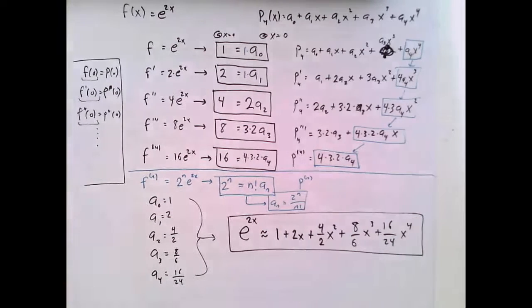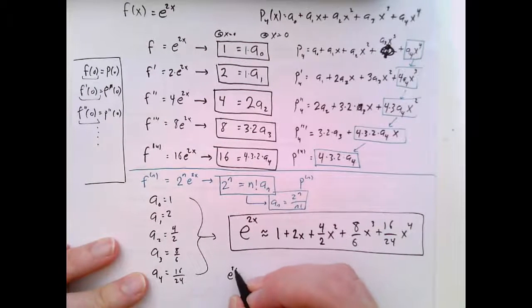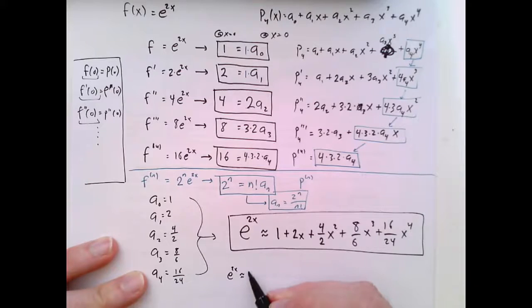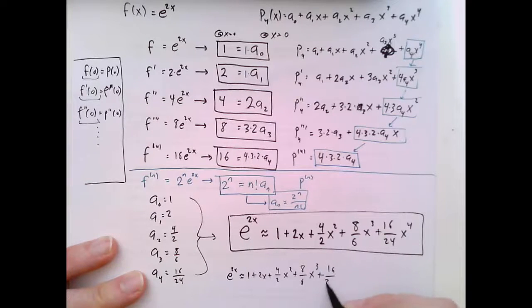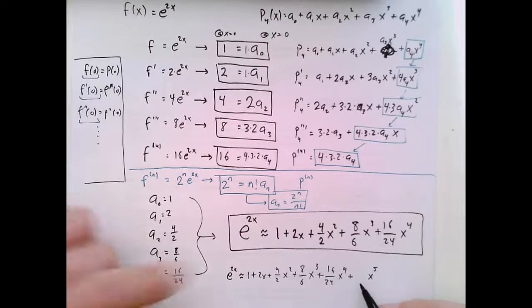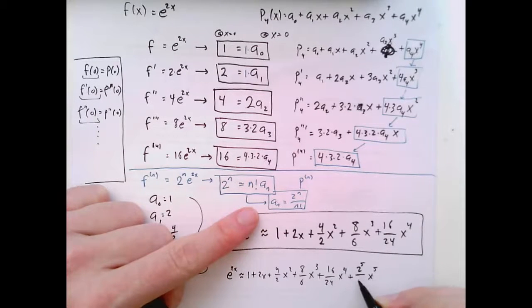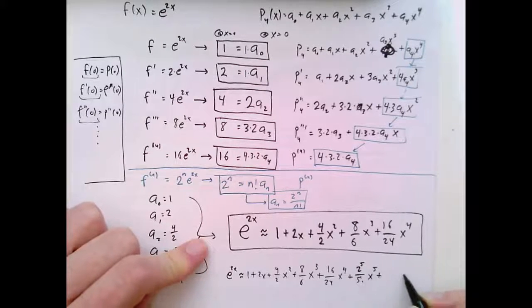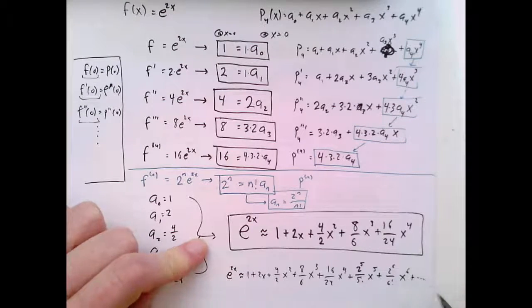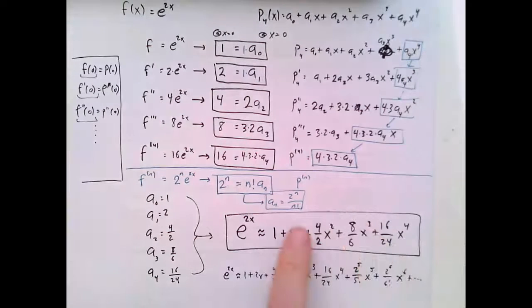So that would let me immediately write, if I wanted to do a longer approximation, e to the 2x is what I already have. But then let's see. Okay, so for the 5th degree, this would be a sub 5, and I know a sub 5 is going to be 2 to the 5th divided by 5 factorial. And if I wanted to write another one, x to the 6th, 2 to the 6th over 6 factorial. And I could write as many of these terms as I need. So once you've spotted the pattern, it'll be very easy to write all the coefficients.